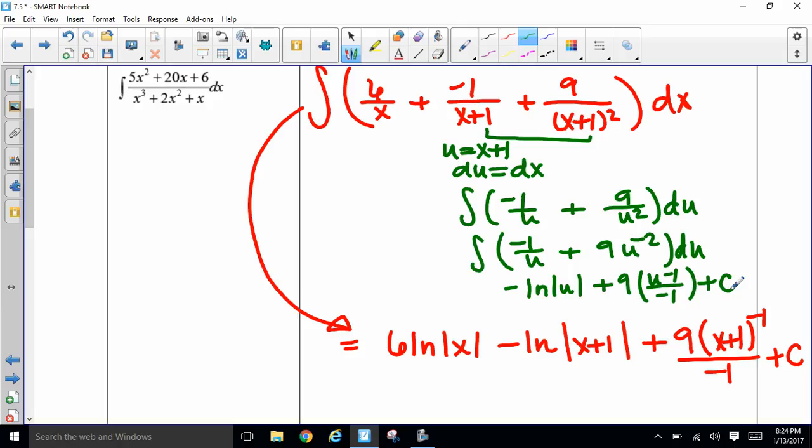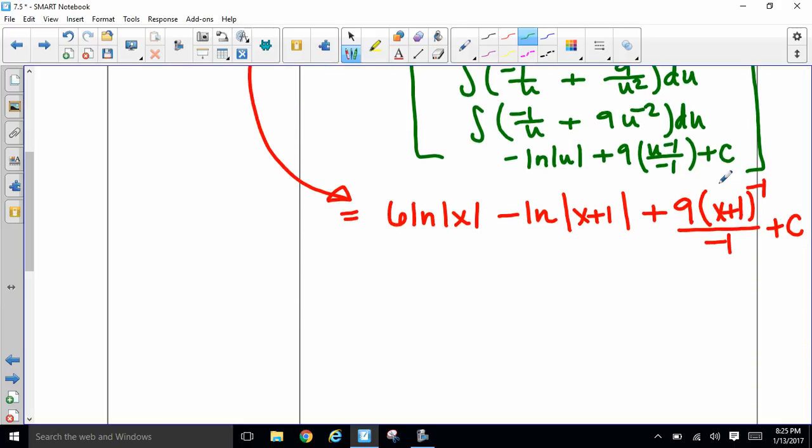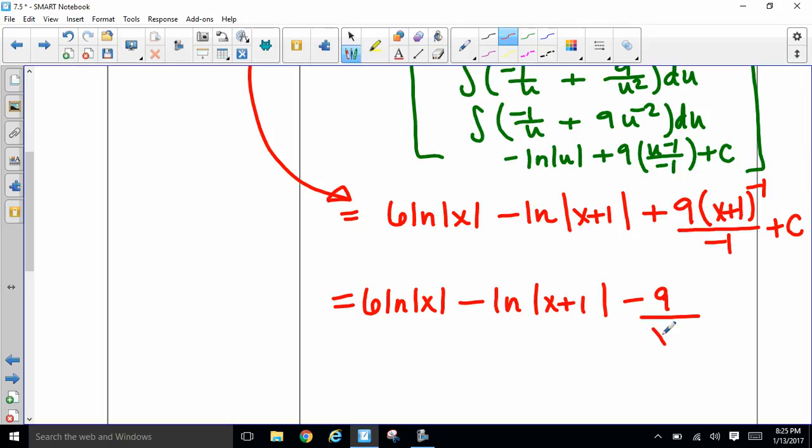But notice I can have all this as my scratch work, however much of it I need, and then I can actually just say these red parts are what's equal, and I don't have to keep recopying the 6 over x over and over and over again. Okay, so final answer, you're going to see them probably flip that last part with the 9 around. So 6 natural log of absolute value of x minus natural log absolute value x plus 1 minus 9 over x plus 1 plus c.